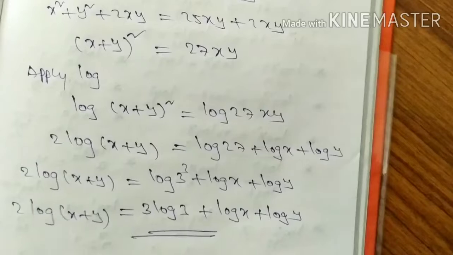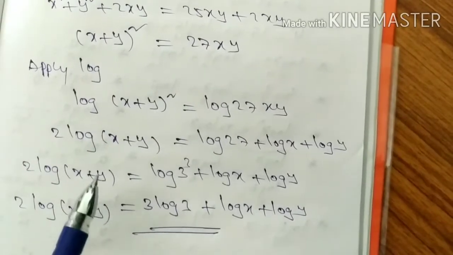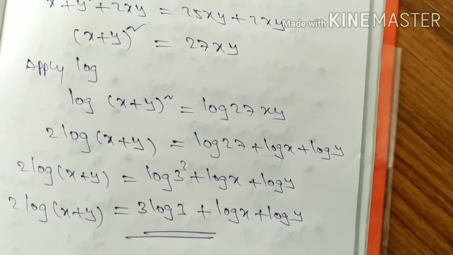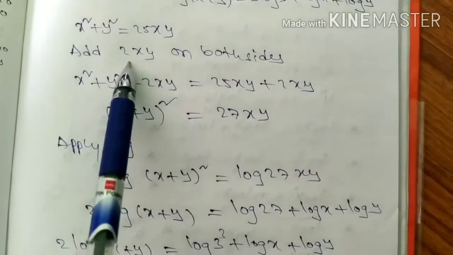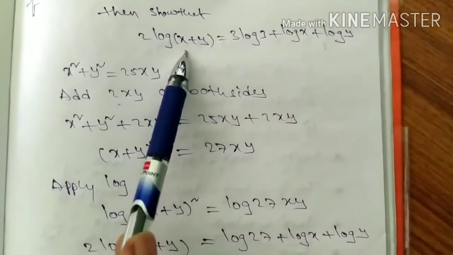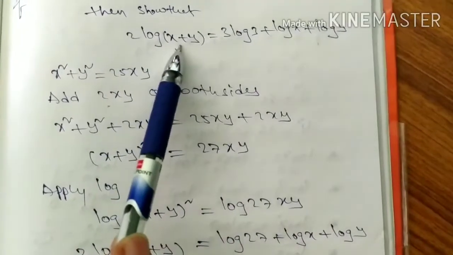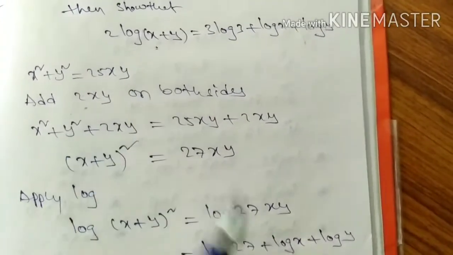So here plus is there, so plus 2xy is added. If minus is there, minus 2xy you can add, after that logarithm. Here plus 2xy is added because in that question plus is there, 2 log x plus y. If 2 log x minus y, then minus 2xy is added.